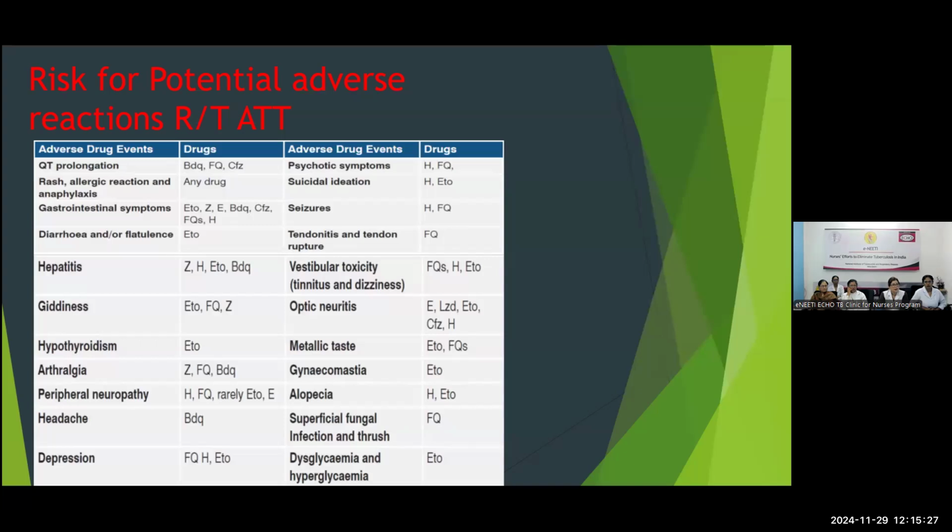Optic neuritis can be due to linezolid, ethionamide, clofazimine, and isoniazid. Metallic taste, a change of taste in the mouth, can be due to ethionamide and fluoroquinolone. Now you can see alopecia, that is loss of hair. It can be due to isoniazid or ethionamide. Superficial fungal infection can be due to fluoroquinolone, and hyperglycemia can be due to ethionamide.